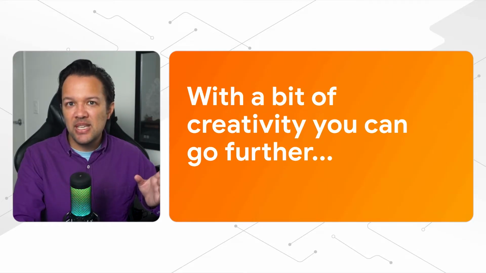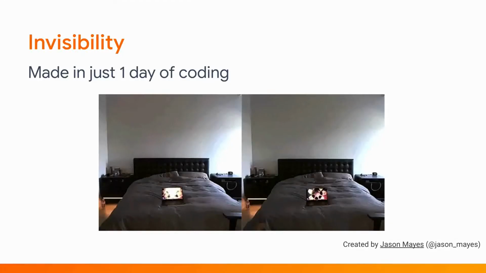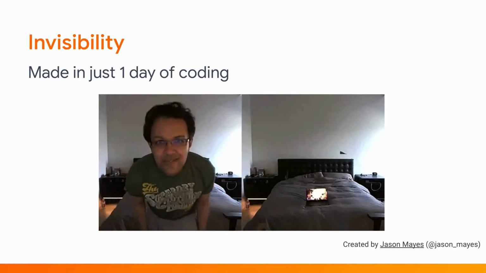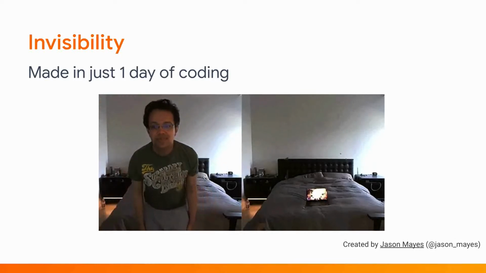And with a little bit of creativity, you can take a model like BodyPix and add some custom code to give yourself superpowers. So first up, invisibility. This is more advanced than simply replacing the background with a static image. For that, you wouldn't even need machine learning, of course.